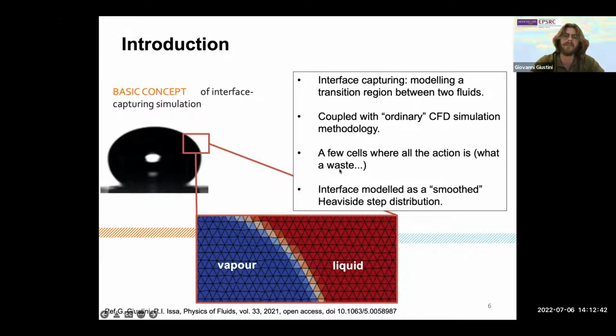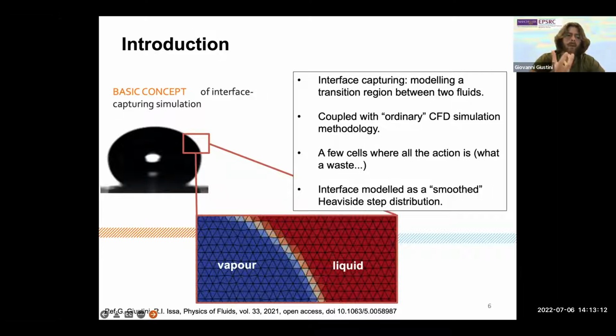which, from a mathematical point of view, is basically treated as a smoothed Heaviside step distribution, where an indicator function varies from, say, 0 in one phase to 1 in the other phase. So we have that our liquid, the red, would be indicator function equal to 1, and the vapor, blue phase, would be indicator function equal to 0. And over a few cells, our indicator function varies from 1 to 0. Just to have an idea of the basic concept of interface capturing simulation.